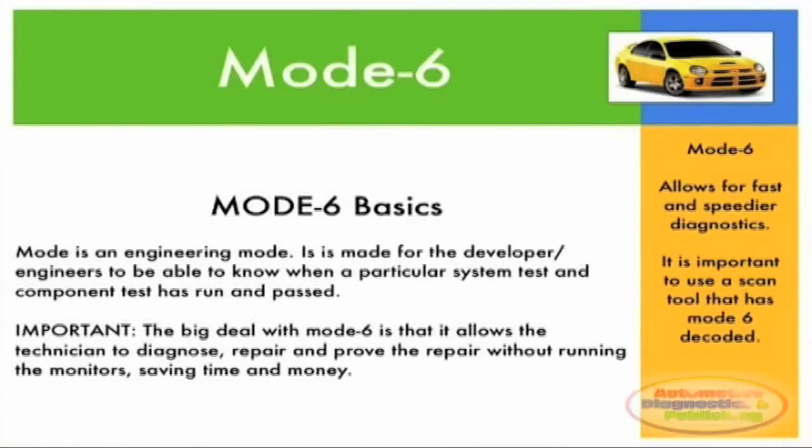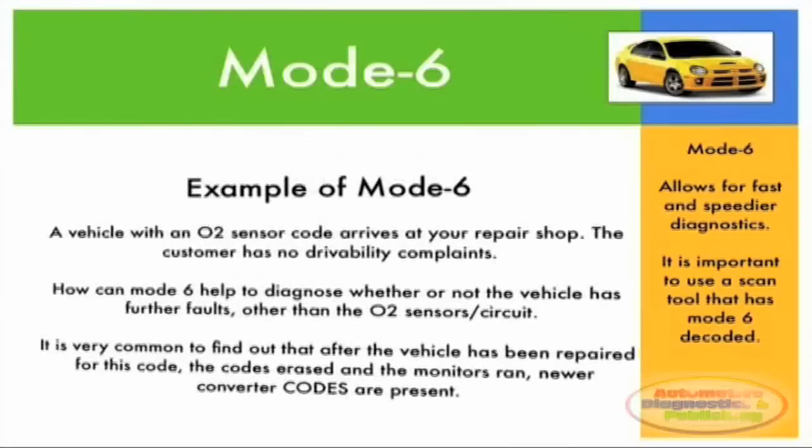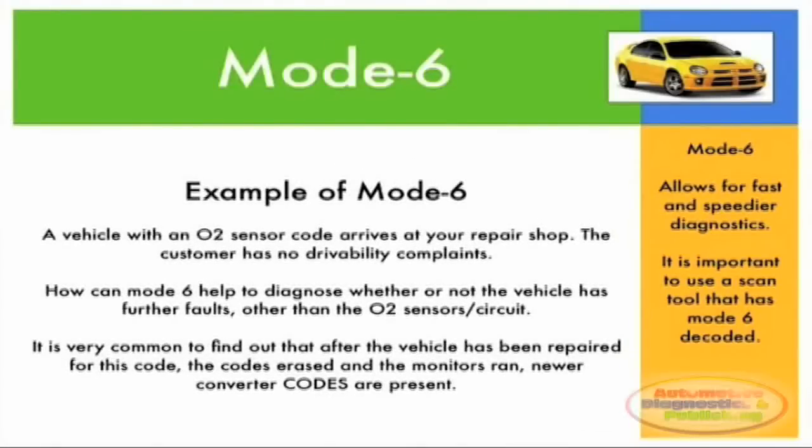Mode 6 is an engineering mode that allows for fast proving of your repair without running the monitors. It was designed by the engineers to do just that, prove their reflash software fast. But the engineers decided to keep Mode 6 for themselves. An example of Mode 6 would be a vehicle with an O2 sensor code. A simple glance at the translated Mode 6 data would also tell you of other problems, so long as it's translated. Mode 6 is shown in hexadecimal numbers.